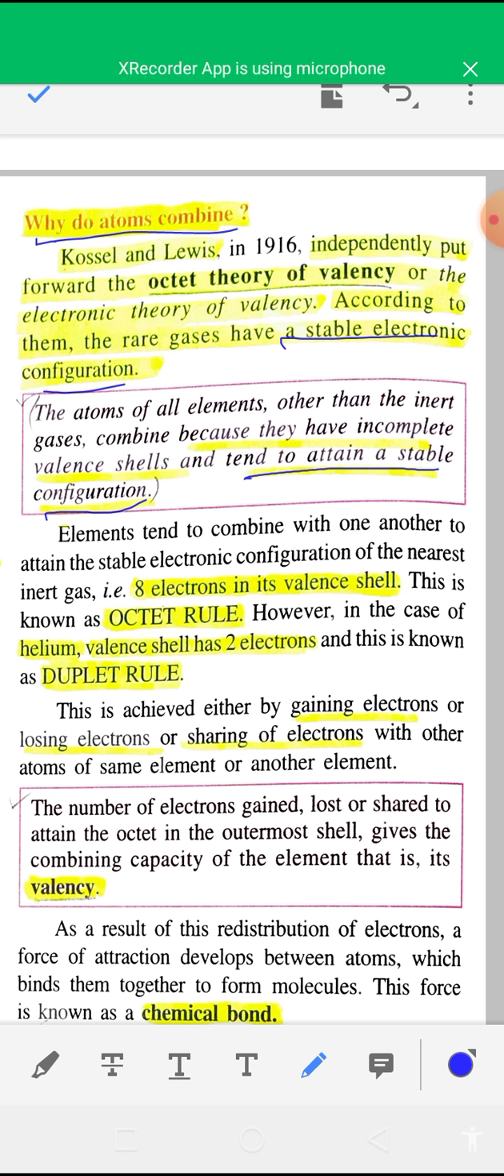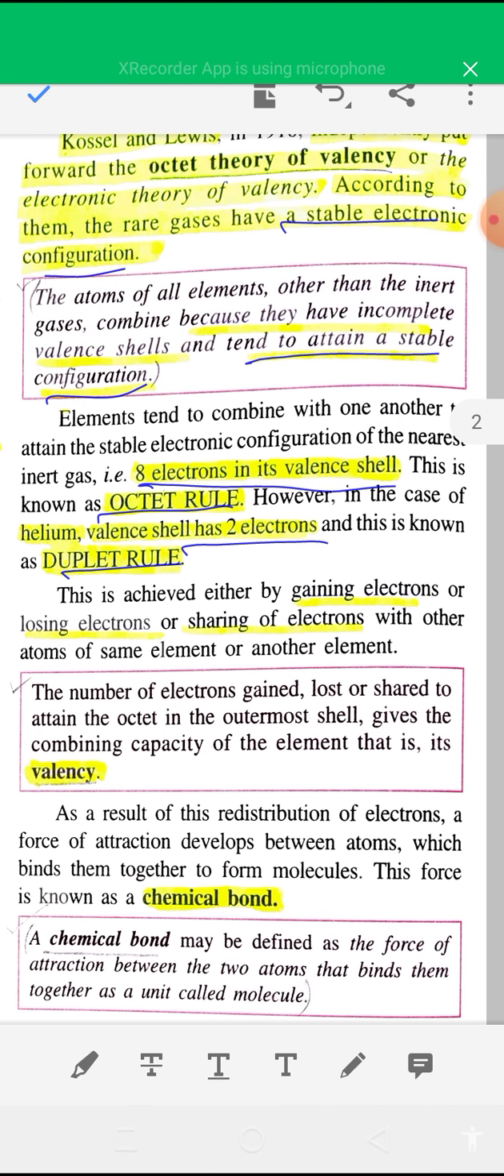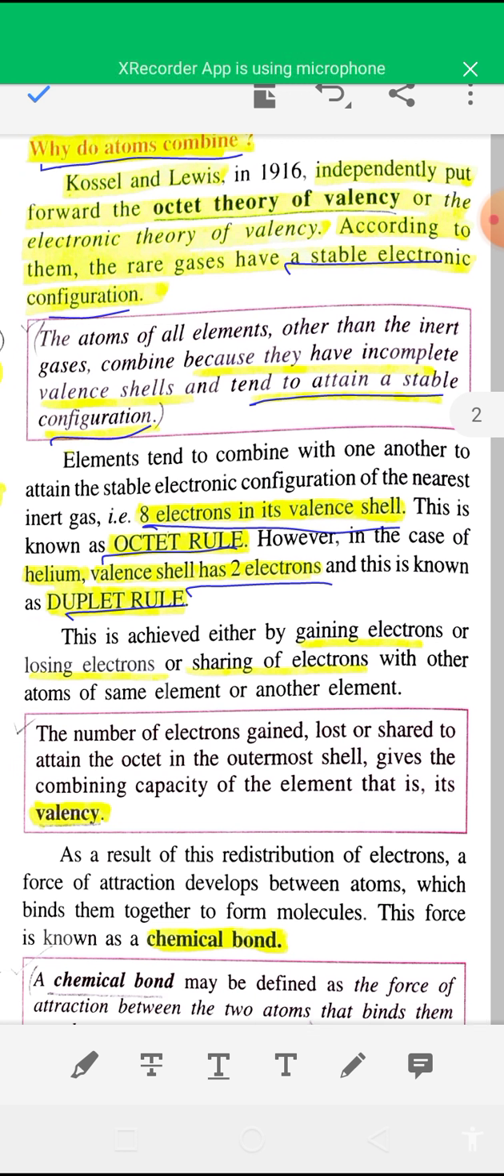So except noble gases, all the other elements tend to attain a stable electronic configuration. A stable electronic configuration means 8 electrons in the valence shell in most cases, and in a few cases 2 electrons in the valence shell. So 8 electrons in the valence shell means the octet rule, and 2 electrons in the valence shell is known as the duplet rule. And the element becomes stable, that is, it attains noble gas electronic configuration by redistribution of its valence electrons.